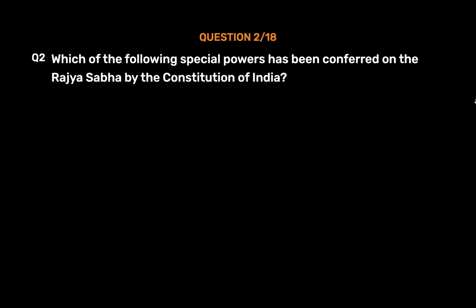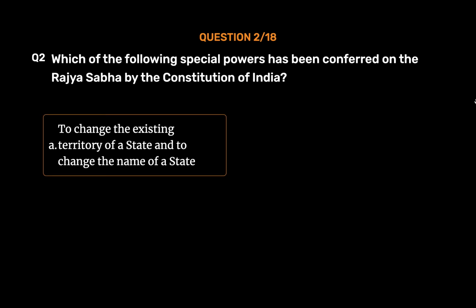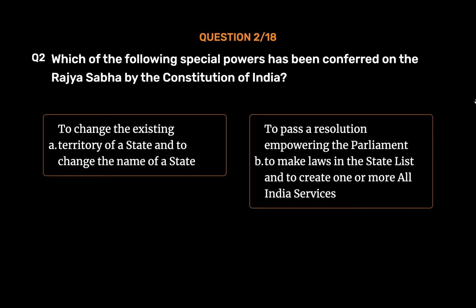Question number 2. Which of the following special powers has been conferred on the Rajya Sabha by the Constitution of India? Option A. To change the existing territory of a state and to change the name of a state. Option B. To pass a resolution empowering the Parliament to make laws in the state list and to create one or more All India services.